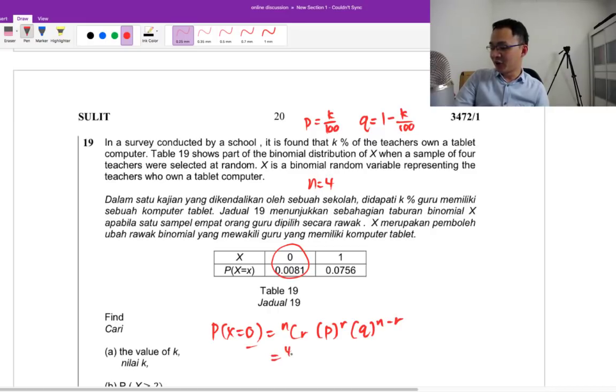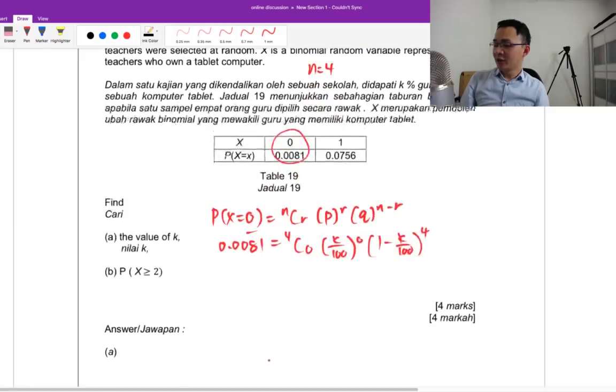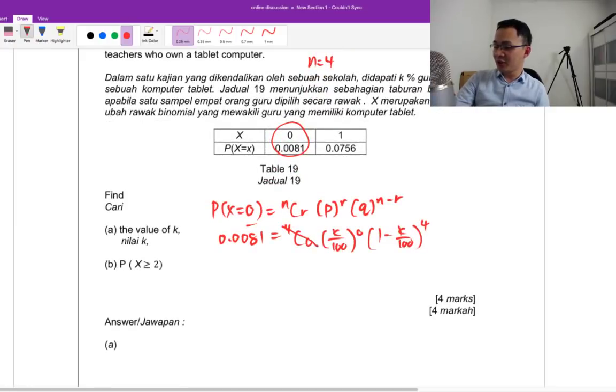So my n is 4. So I have 4C0, and p is k over 100 to the power of 0, and q is 1 minus k over 100, and then this is 4 minus 0, which is 4. It equals 0.0081.